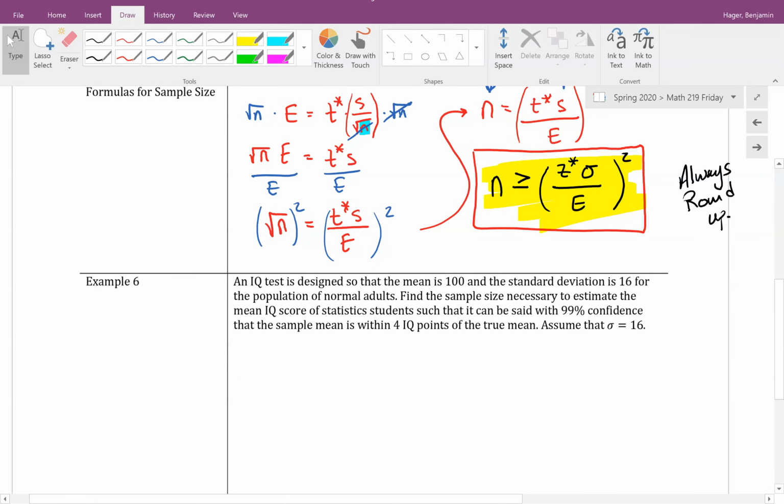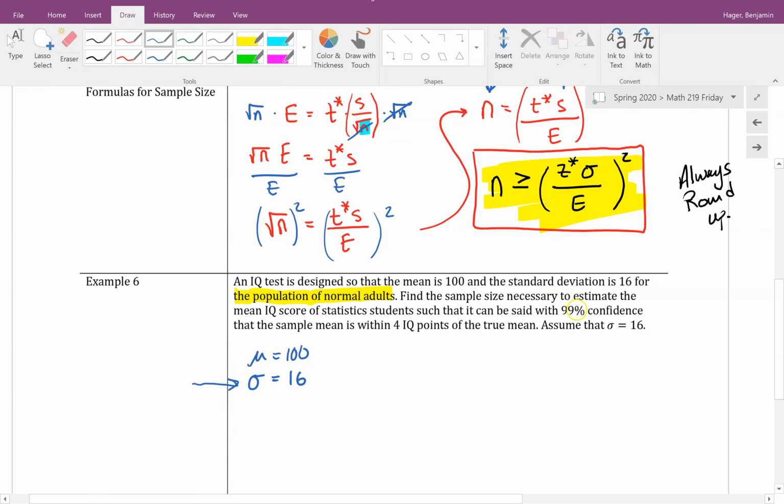Okay, here this says that an IQ test is designed so that the mean is 100 and the standard deviation is 16 for the population of normal adults. So they gave me the population mean and the population standard deviation. We didn't have to guess this, they gave me that. And the population mean I actually don't need, I'm just writing it down.